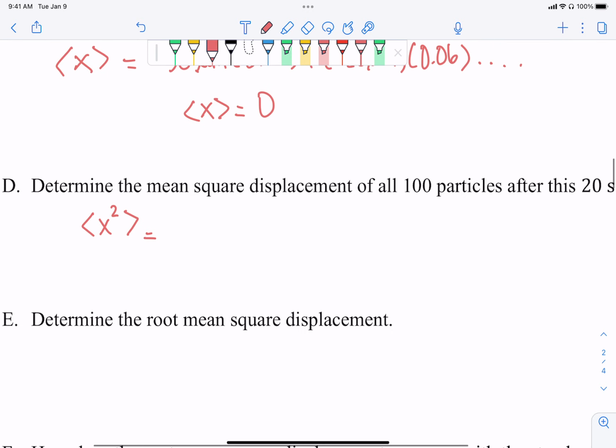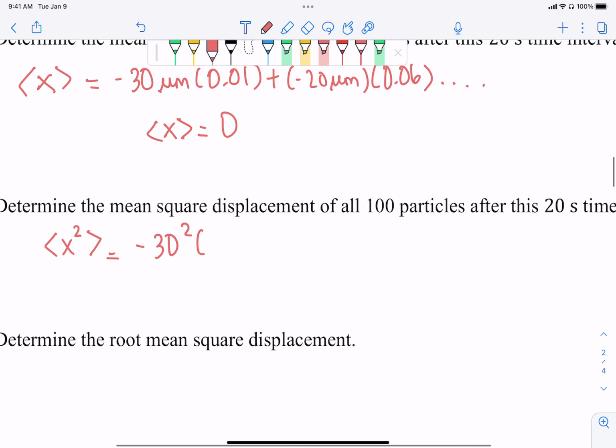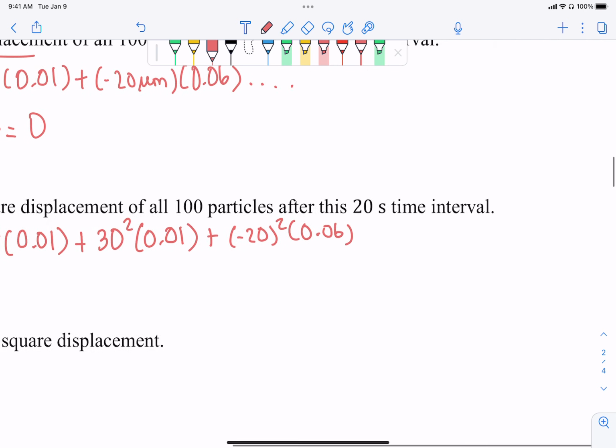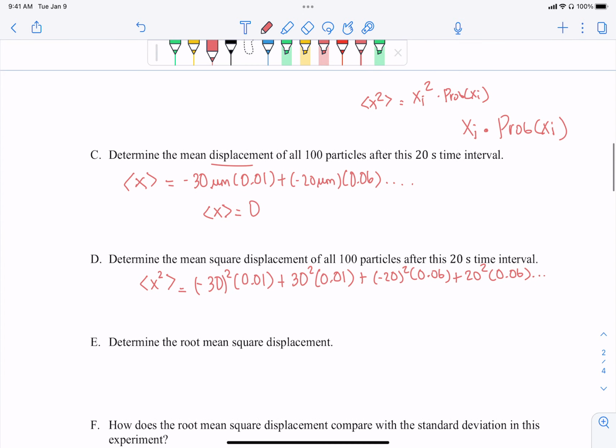So you have negative 30 squared times what? It was 0.01, right? And then we'll say positive 30 squared times 0.01. And make sure to put that like that. And then negative 20 squared times 0.06. Positive 20 squared times 0.06. And so on and so on.